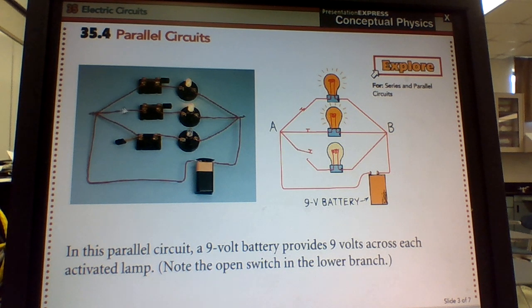So that one's working. This one here, we go through and we hit a roadblock here. We hit that roadblock and we're not going to complete our circuit. And without completing our circuit, our bulb cannot light up. So one bad one does not ruin the other two.